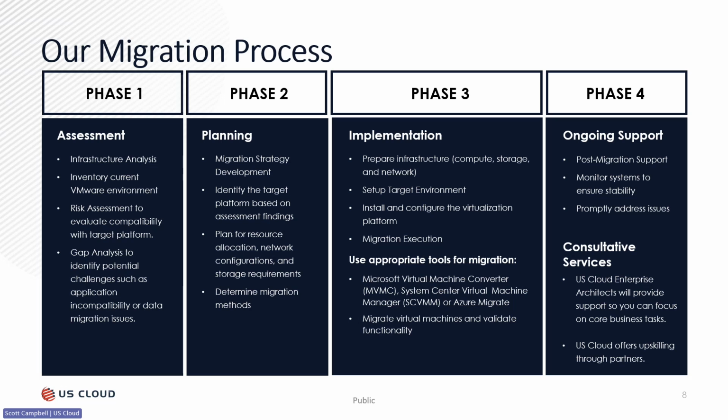Phase 4, ongoing support. This is where US Cloud can excel if we didn't shine in the first 3 phases, with post-migration support, helping you address the issues that arise. We'll help you set up and configure monitoring to ensure that the environments are stable and that there are no gotchas post-migration. And we'll work to promptly address those issues and collaborate with your team to ensure success.